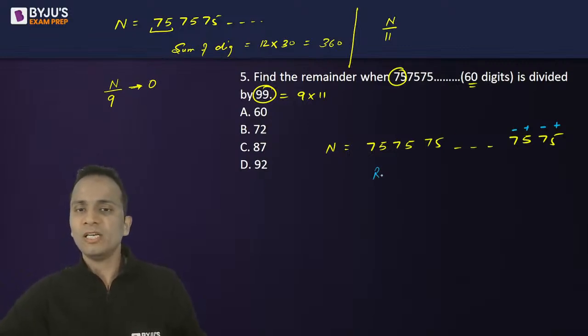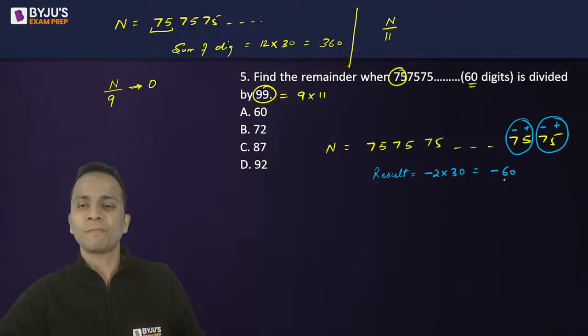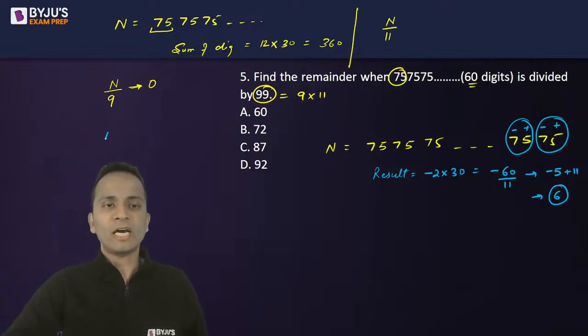Okay. So the result will come out to be 5 minus 7. This will become minus 2. This will also become minus 2, and minus 2 will be written 30 times. So this result will be minus 60. Now minus 60 when divided by 11, the remainder will be minus 5. Add 11 to minus 5, so it will become 6. So I can now say that when the number is divided by 11, the remainder will be 6.